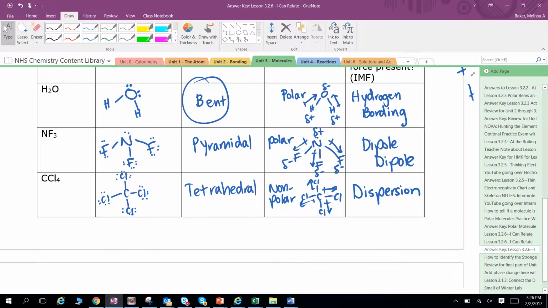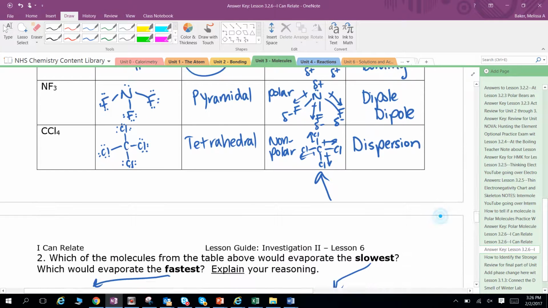And the last one, you can see in my picture here that even though chlorine is more electronegative than carbon by a difference of 0.5 or greater, because one chlorine's pulling up, one's pulling down, one's pulling towards the left, one's pulling toward the right, they all cancel out. And so it ends up being nonpolar because there are no partial charges. So those molecules are only going to be weakly attracted to each other with the dispersion forces.